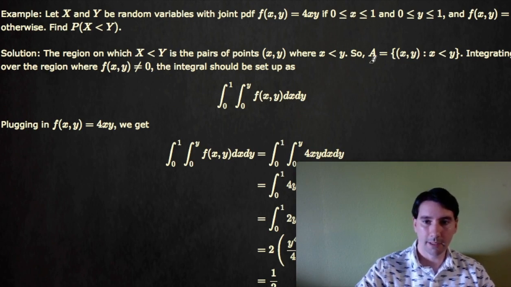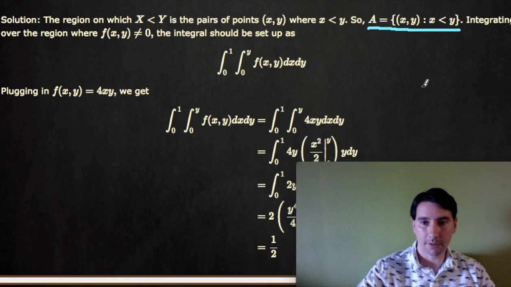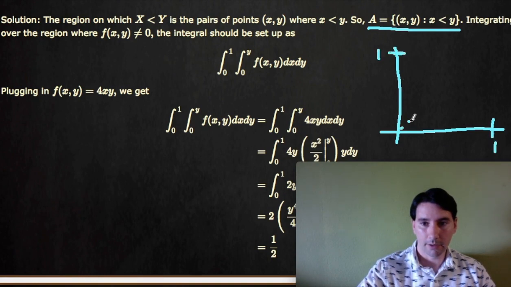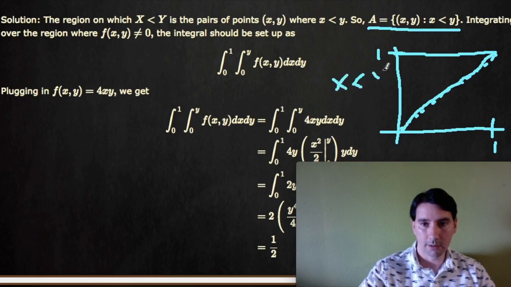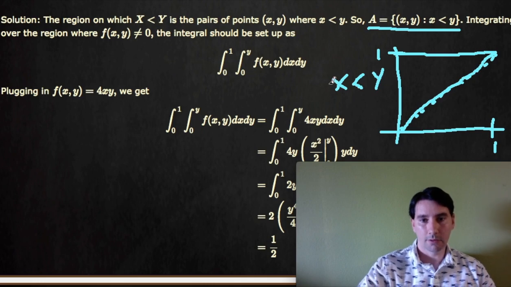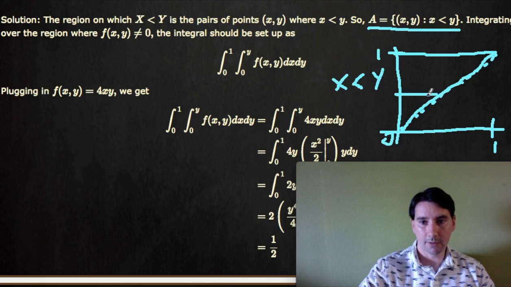So in this case, we're looking at the set A is the points x, y such that x is less than y. And if we were to graph this, we're only graphing from 0 to 1 in each axis. And this would be the line where x equals y. And this region up here in this triangle, this is where x is less than y. So the y values go from 0 to 1, and for any y value, we would take a slice here from x that would go from 0 to y, since this is the line x equals y.